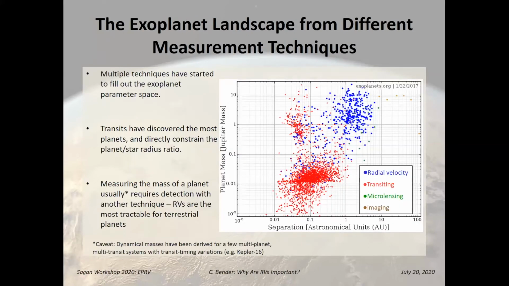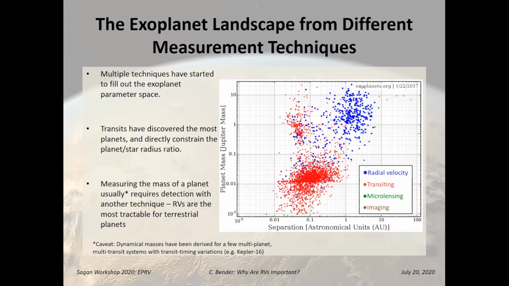Here is that set of planets plotted a little differently in terms of planet mass versus orbital separation from their star, which allows us to start looking at what different populations of planets we have from an orbital construction sense, and also where the different techniques that we've been using are sensitive.